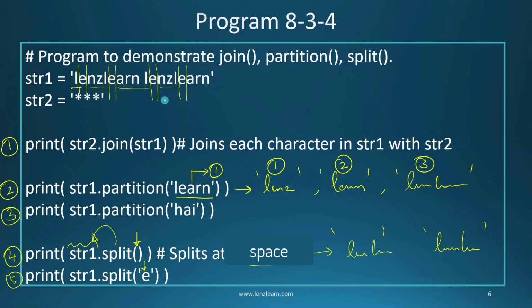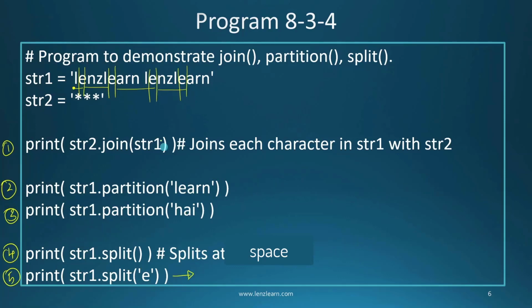So how many strings are we going to see in the output? We should know that in the output E will not be printed as a separate string. Only the strings to the left and the right side of E will be printed. The first string is L, which is on the left side of E. The next string will be NZL. Followed by that you have ARN space L, that will be the third string. Then again you will have NZL, followed by ARN. So this will be the output of the last print statement.